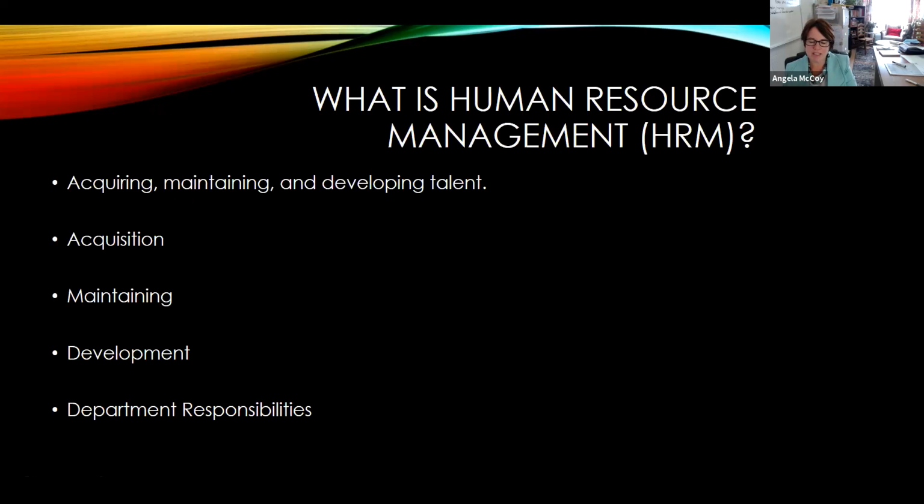Human resource management consists of all activities that are involved in acquiring, maintaining, and developing the talent within your organization. Acquisition includes human resource planning, which is determining the firm's future human resource needs, job analysis, which is determining the exact nature of the positions that need to be filled, recruiting, which is attracting people to apply for the positions within the firm, selection, choosing and hiring the most qualified applicant, and then orientation, which is acquainting new employees with the firm.